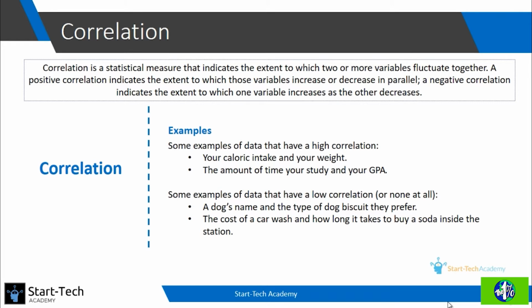However, selecting variables with no commonality results in non-correlated variables. For example, a dog's name and the type of biscuit the dog will prefer will not be correlated. So we say for such scenarios correlation is nearly zero. You can think of any bizarre combination of two variables, and most probably those should have low correlation.